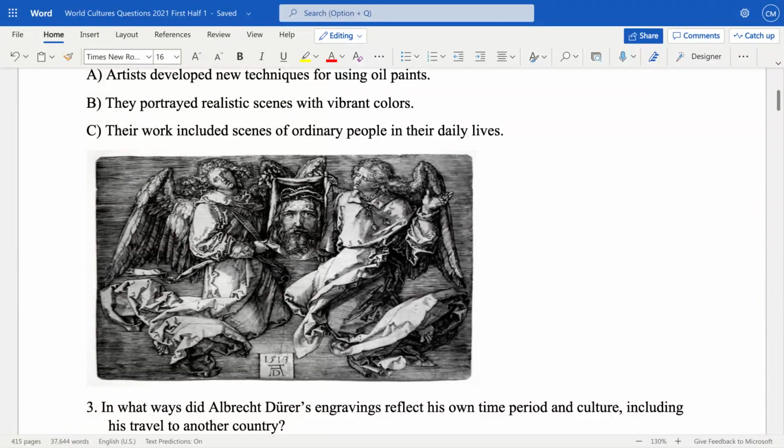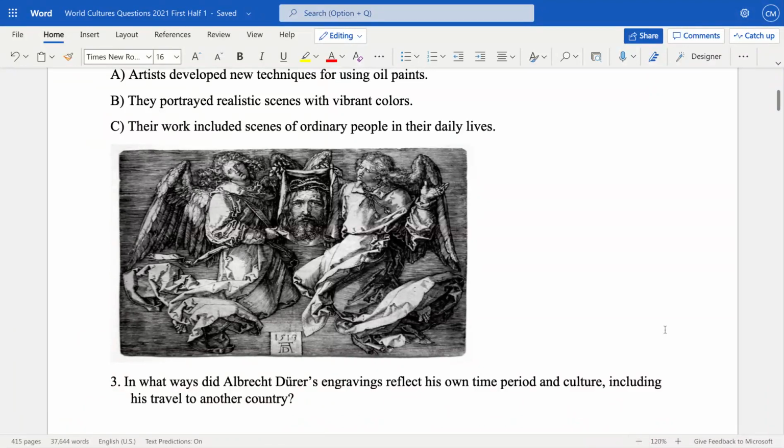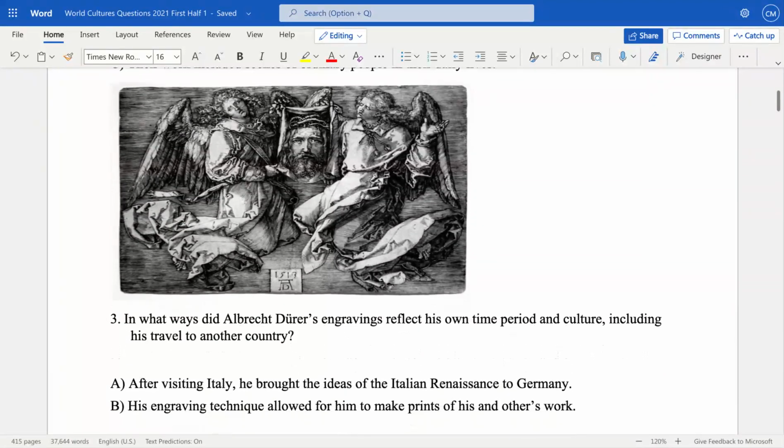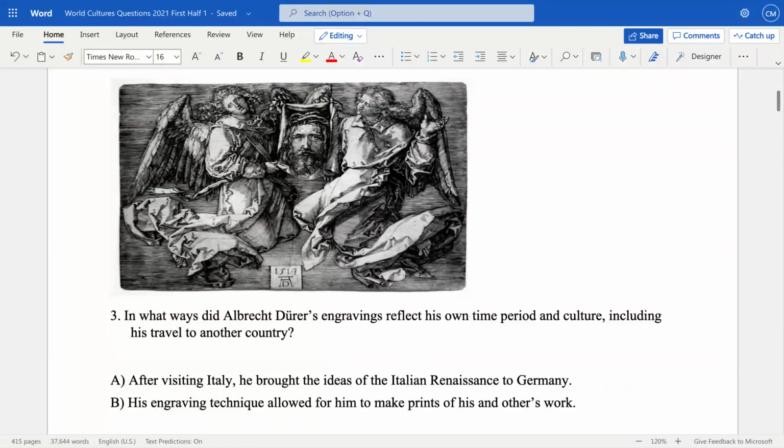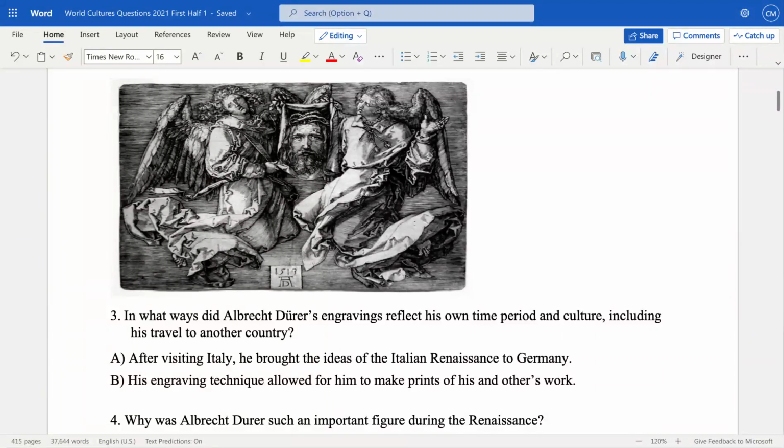Number three, in what ways did Albrecht Dürer's engravings reflect his own time period and culture, including his travel to another country? And we have an engraving there as an example for you. After visiting Italy, he brought the ideas of the Italian Renaissance to Germany. His engraving technique allowed him to make prints of his art and other work. So that's the key thing about an engraving: you are able to more easily mass produce it so that the imagery can spread to other places.